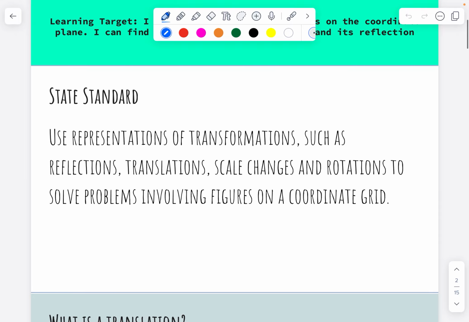Our state standard: use representations of transformations such as reflections, translations, scale changes, and rotations to solve problems involving figures on a coordinate grid.